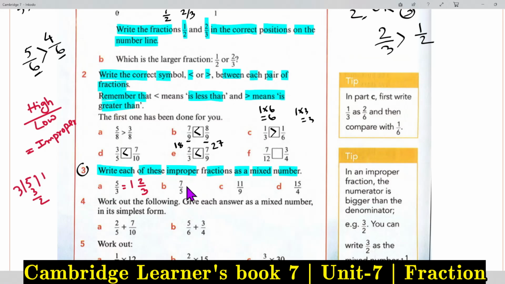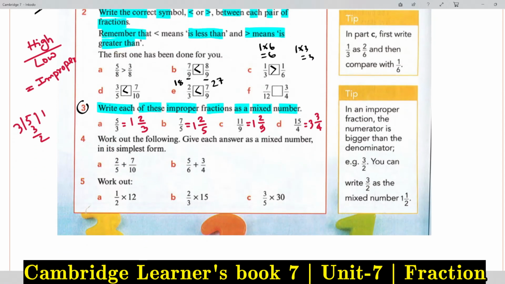Same thing, this one we can write 1 then 2 by 5. It means 5 times 1 is 5, 5 plus 2 is 7. This one 1 and 2 by 9. This one 3 and 3 by 4. It means 4 times 3 is 12, 12 plus 3 is 15. Very simple.